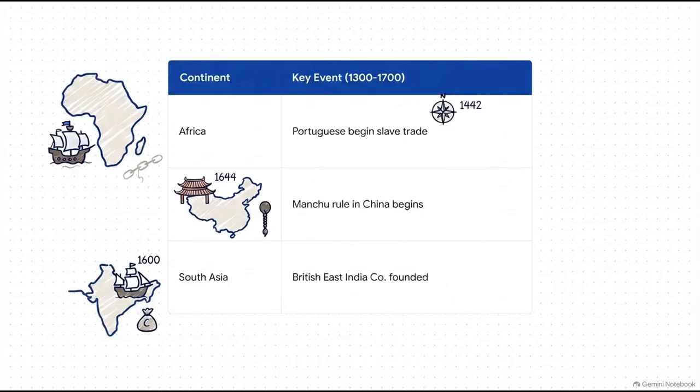Now, while Europe was going through all these massive transformations, it is vital to remember that the rest of the world wasn't just sitting still on pause. These simultaneous global events are huge targets for exams. For instance, over in Africa in 1442, the Portuguese began the slave trade. In Asia by 1644, Manchu rule kicked off in China. And in South Asia, right in 1600, the British East India Company was founded. Basically, history is happening everywhere, all at once.